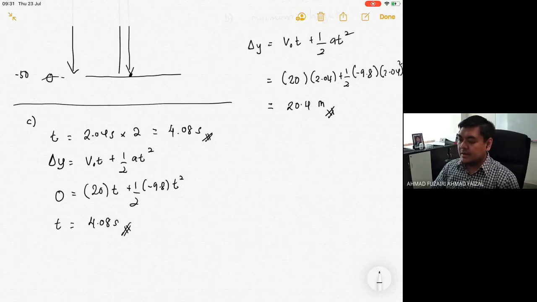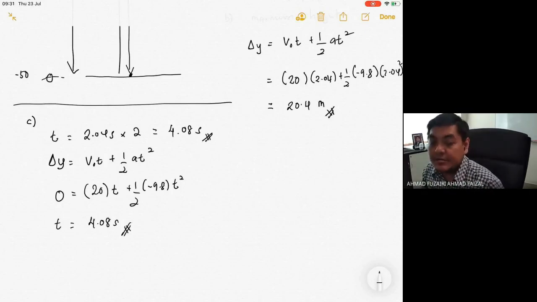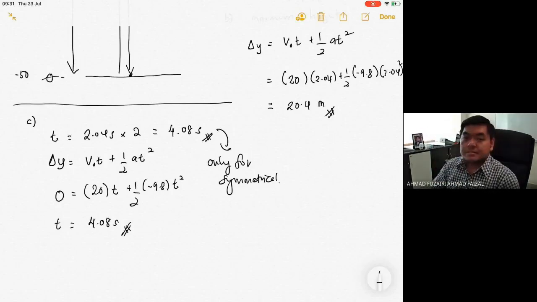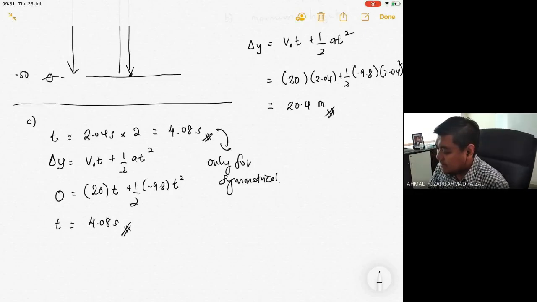Boleh selesai juga. Tapi cara yang pertama tadi, yang kali 2 tu hanya boleh untuk keadaan symmetrical. Okay, not for not symmetrical, but only for symmetrical. T equals to 4.08 seconds. Okay. So the time needed for it to return to where it was thrown, and the velocity of the ball at that instant.